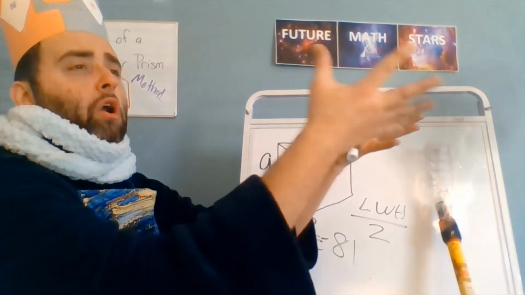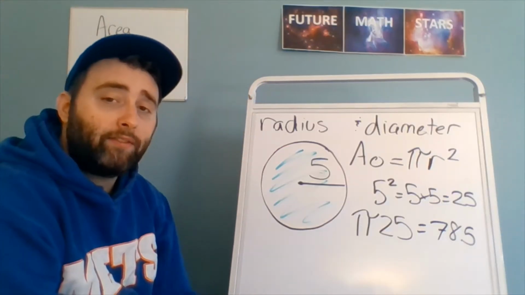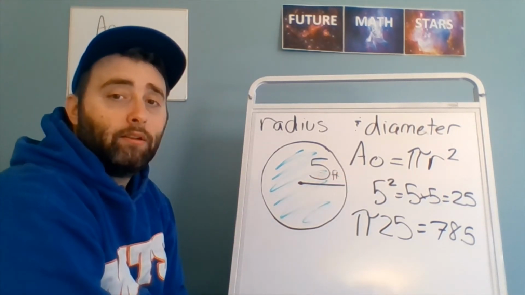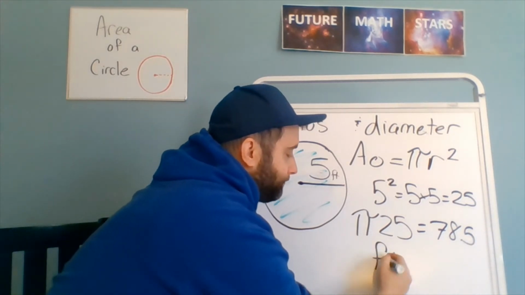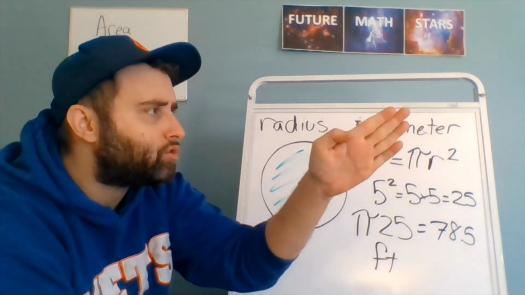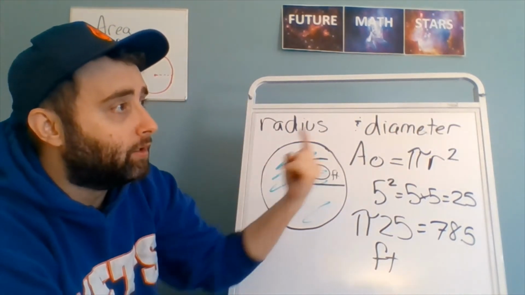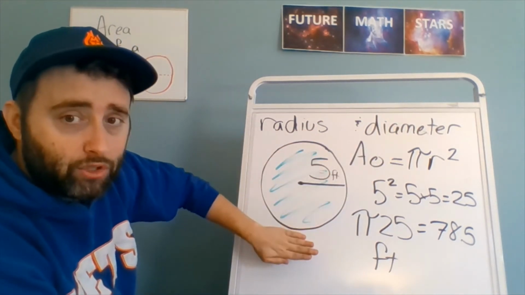Now, where are the units? Where are the units? I didn't leave enough room there, but let's say I use 5 feet. That's 78.5 feet. Now, is it just feet? Am I walking in a straight line? No, I'm not walking in a straight line. I'm encompassing an entire area. So I'm talking about a two-dimensional shape.